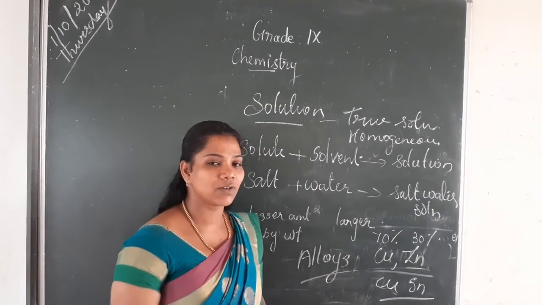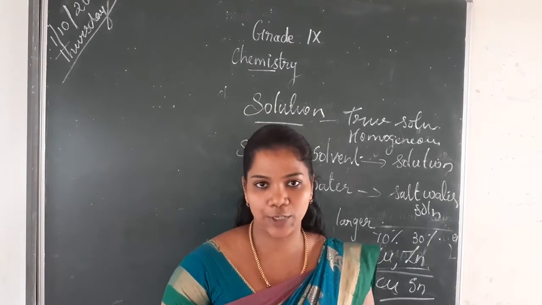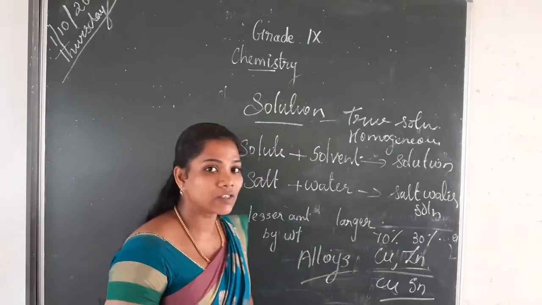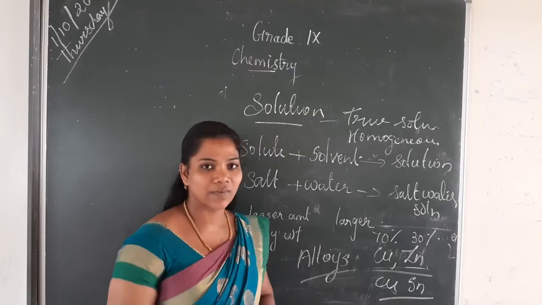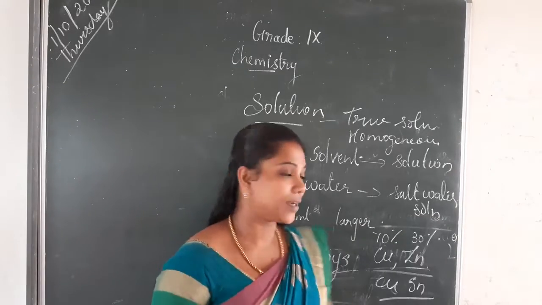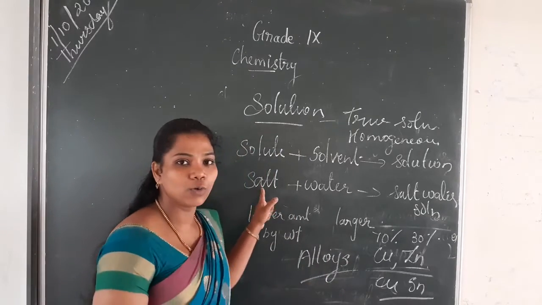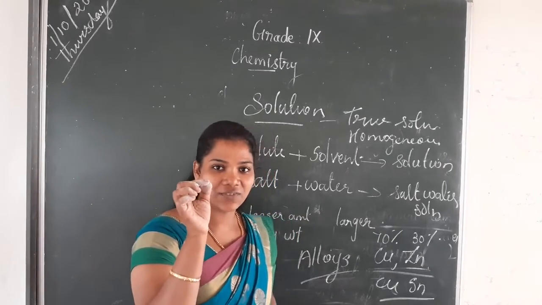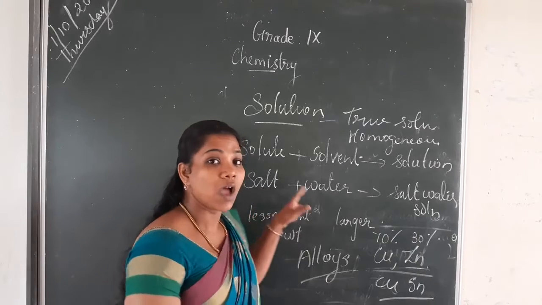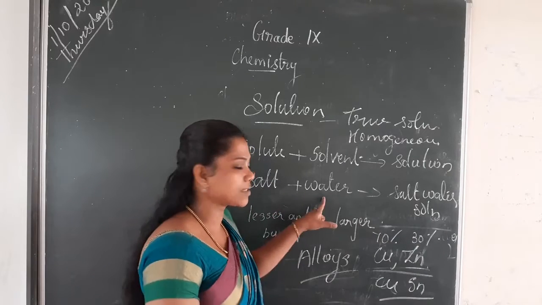Solvent doesn't mean that it only forms a liquid. Any substance in the solution which is in higher percentage, we call the solvent, and the lower percentage we call the solute. Here, see salt: for 1 cup of water we take 1 spoon of salt. The concentration of salt is very less, so it is called the solute. And the water concentration is more, so it is called the solvent.